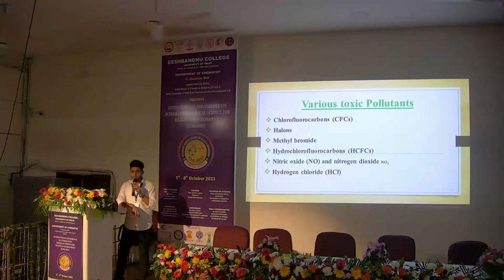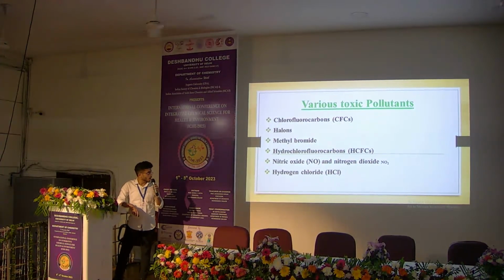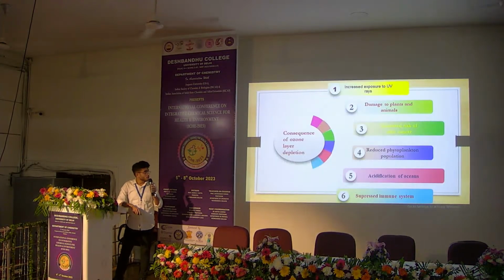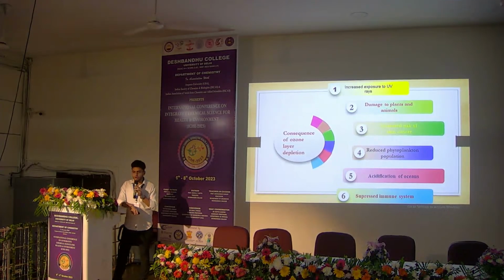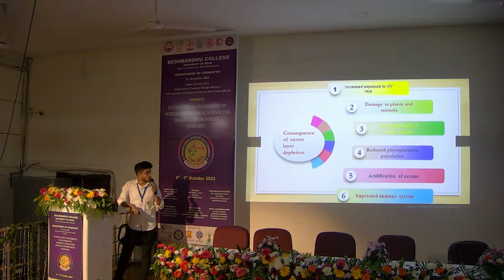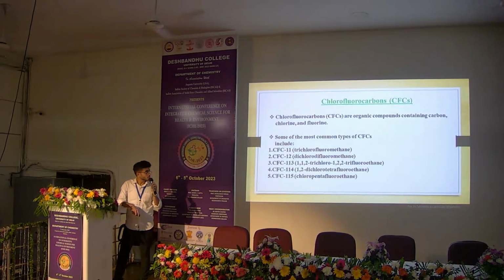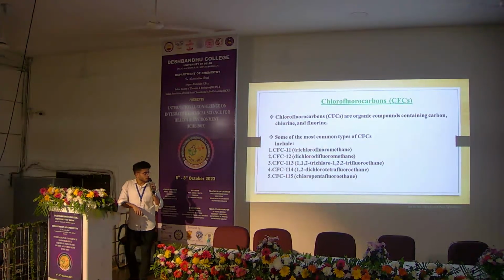You can see there are various toxic pollutants like chlorofluorocarbons, halogens, methyl bromide, HFCs, and various others. Only a few of them are mentioned here. Because of these toxic pollutants, depletion has occurred in the ozone layer, and due to this depletion, there are a lot of consequences. Not only humans, animals and plants are also affected. Some of them are mentioned here. The risk of skin cancer has increased, the phytoplankton population has reduced, and acidification also happens in the oceans. Now, I have basically focused on CFCs, which have a very high polluting potential, and there are various types of CFC in our atmosphere.